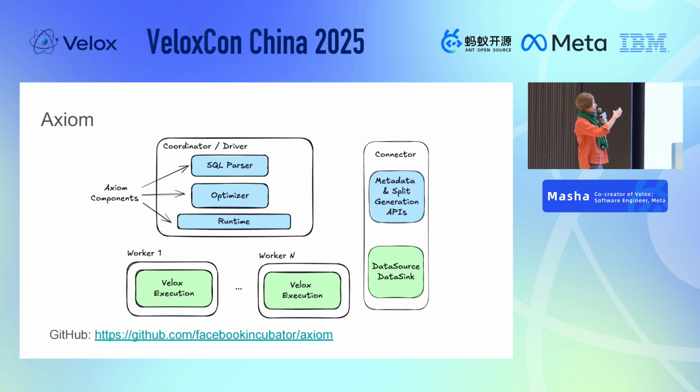And so the components we are looking at building, under this umbrella of a new project called Axiom, are the SQL parser, the optimizer, the runtime, and of course we would need to extend the connector APIs that were initially introduced in Velox to include functions that support metadata lookup during analysis of the query, split generation, and APIs, for example, to create tables, or to roll back, like in case of a table write failure. So that's a new project. You can find it on GitHub under the name Axiom.